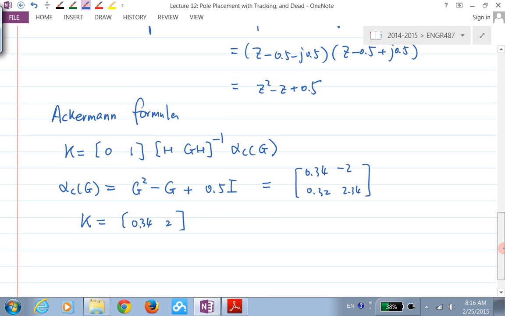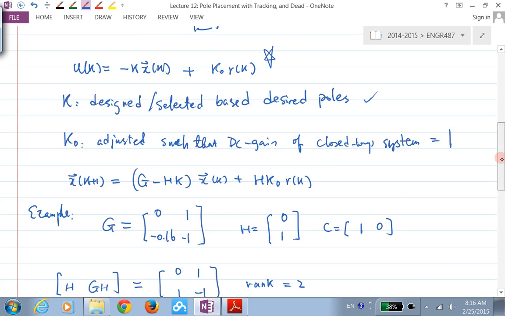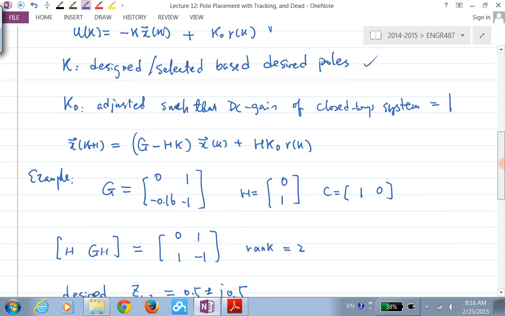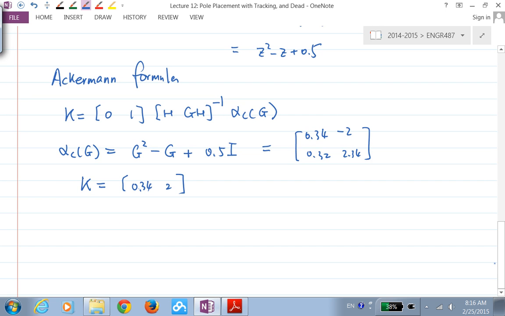So the next step now is to get the proper value K naught such that the system has a DC gain of 1, or the system will follow the R of k. So to get the DC gain, we have to derive the pulse transfer function of the closed loop system.